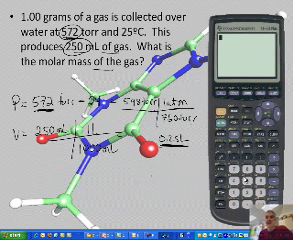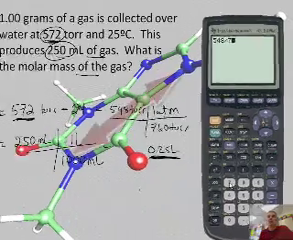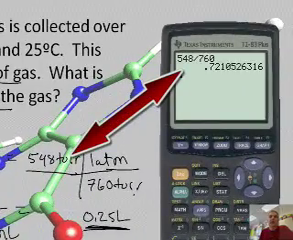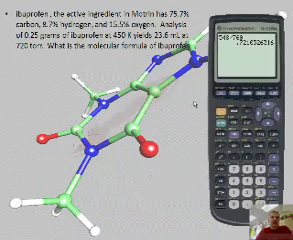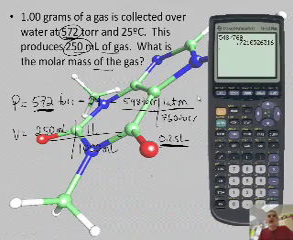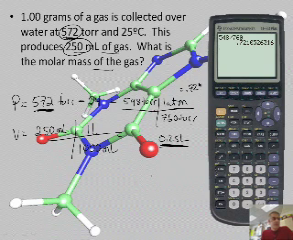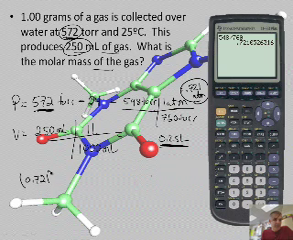So let's find the pressure. I have 548 divided by 760, which gives me 0.721. So this is 0.721 atmospheres. All right, that's my pressure. So P is 0.721 times my volume, which was 0.25. I'm not going to put the units because it's easier.